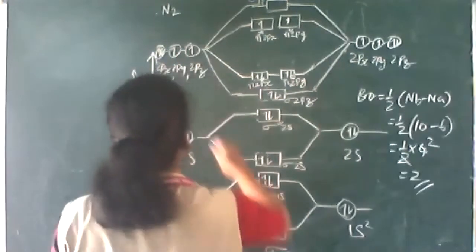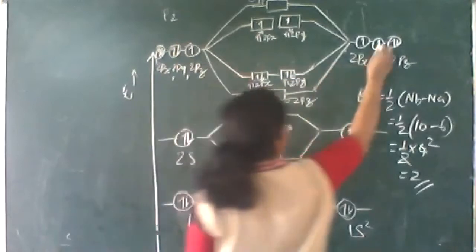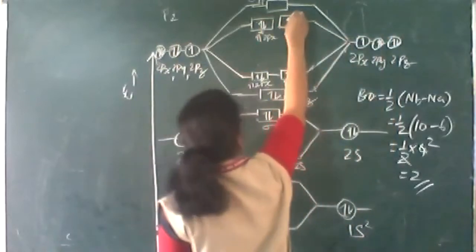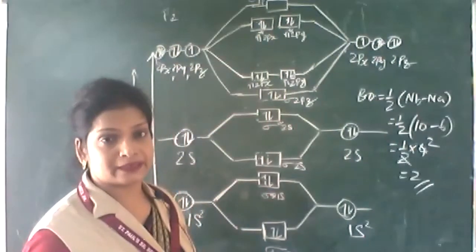Now let's come to the F2 molecule. So here one, here one. So here pairing, pairing. F2 is diamagnetic, no unpaired electron.